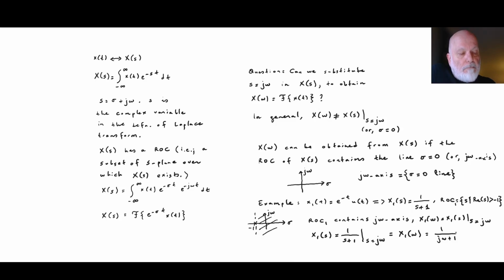Now, let us see another example where we will not be able to obtain the Fourier transform from the Laplace transform expression by substituting s equal to j omega, or just assuming that sigma is equal to 0.